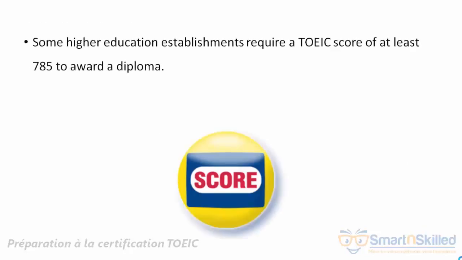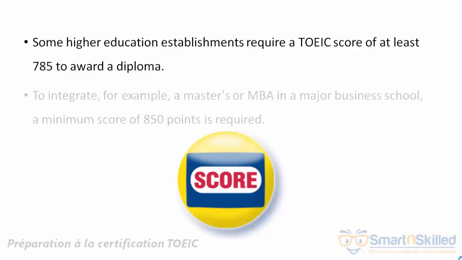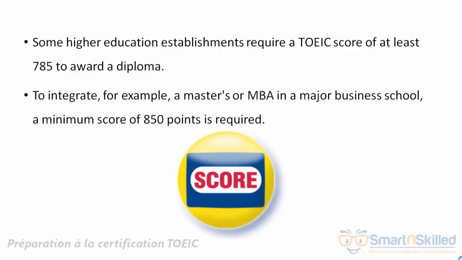Some higher education establishments require a TOEIC score of at least 785 to award a diploma. To integrate, for example, a master's or MBA in a major business school, a minimum score of 850 is required. Donc, tout va dépendre de votre but, pourquoi vous allez passer le TOEIC test et le score que vous souhaitez avoir.